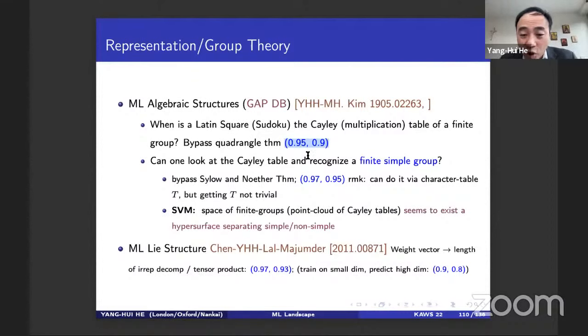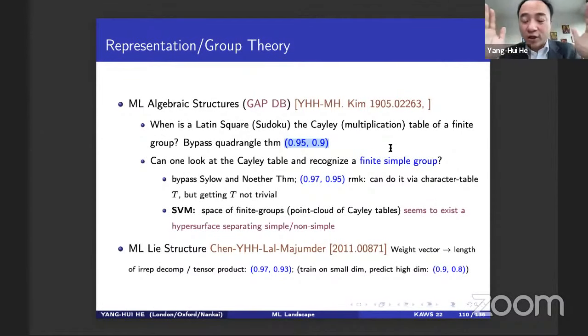Now, here is something that's totally crazy. What about a finite simple group? Can a neural network or a machine learning algorithm recognize the multiplication table of a simple group from a non-simple one? Now, this is an expensive thing to do. Normally, what you would do is to compute the character table of the group. Through some massage, you've got to find all its conjugacy classes, all of its finite dimensional representations, and then check through that character table whether something is simple or not.